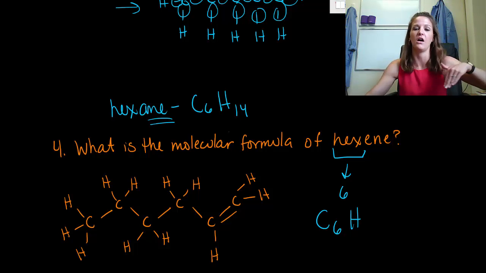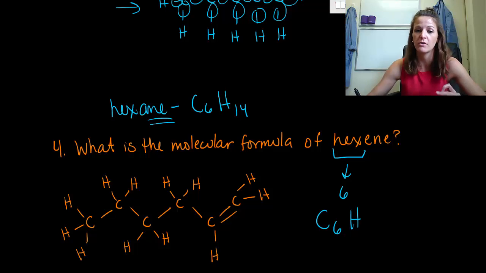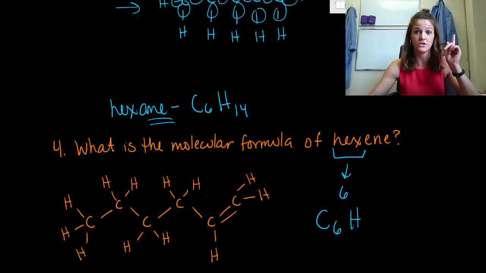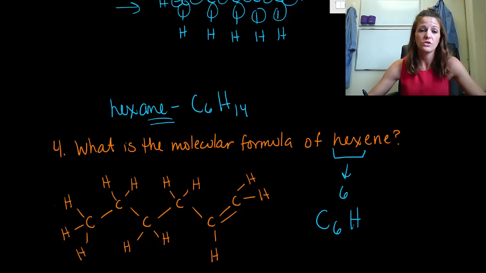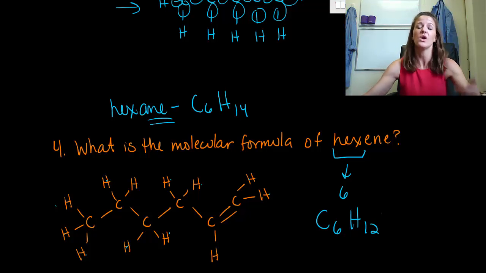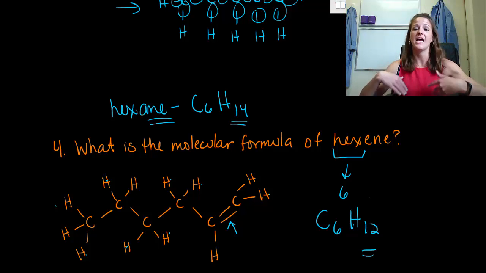Okay, so just keep this stuff in the back of your mind. Start cataloging it all. All right, so let's go through here and just confirm, though. So we have 6 carbons. 1, 2, 3, 4, 5, 6. That's correct. Now we need to count our hydrogens. So 1, 2, 3, 4, 5, 6, 7, 8, 9, 10, 11, 12. I get 12 hydrogens, which makes sense because we have a double bond here instead of a single bond, which means we have 2 less hydrogens when we go from hexane to hexene.